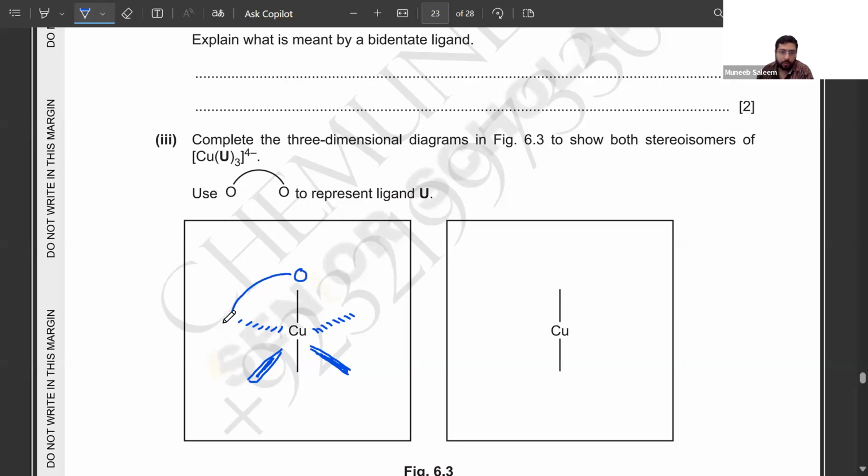Non-superimposable mirror images. So one bidentate ligand like this, and another bidentate ligand like this, and then another bidentate ligand like this. So this gives me one of the isomers. Now I need to draw another stereoisomer. It is a mirror image of that one.